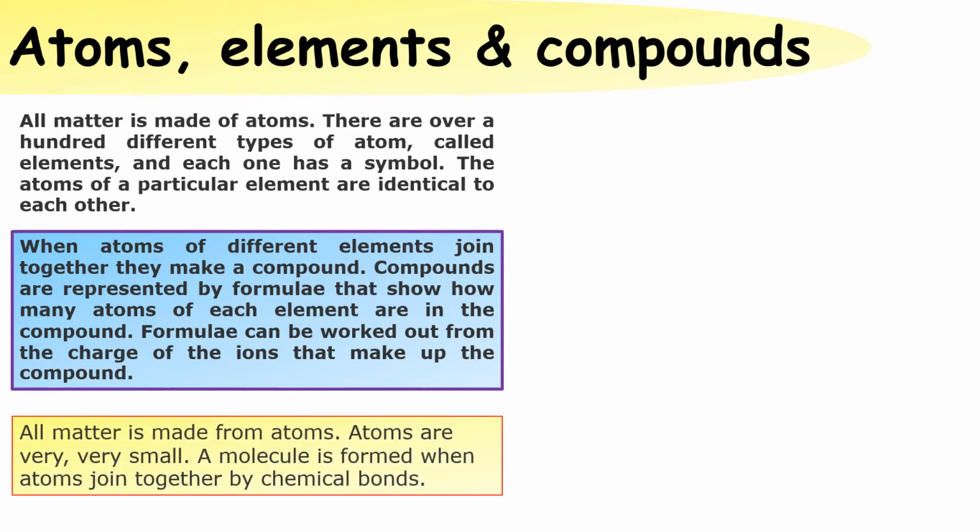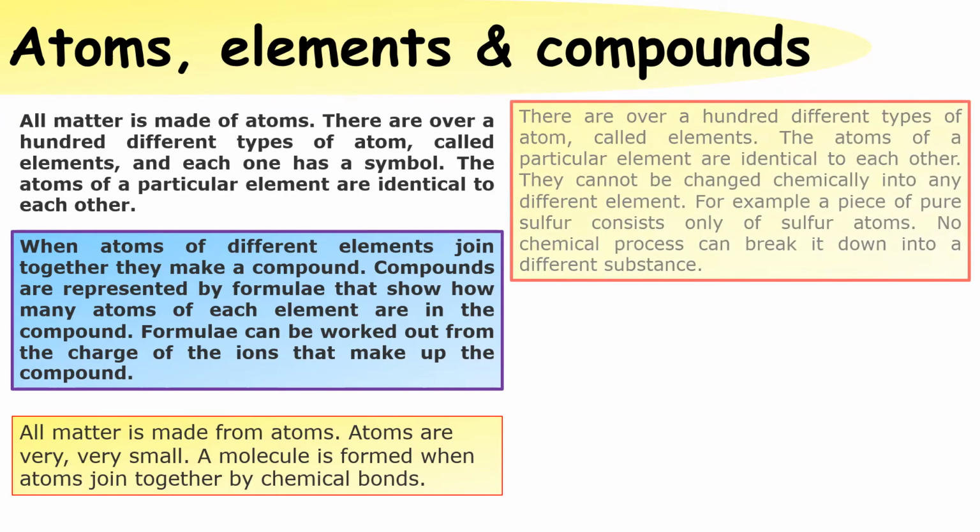All matter is made from atoms. Atoms are very, very small. A molecule is formed when atoms join together using chemical bonds. There are over 100 different types of atoms. In fact, all of them are different, and they all have different atomic masses.